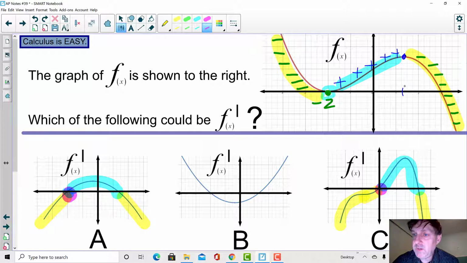Also, we're supposed to change from positive to negative at 1 point something. Over here on letter C, it changes at 2 point something. On letter A, it does change at 1 point something. So definitely A is going to be the correct answer.